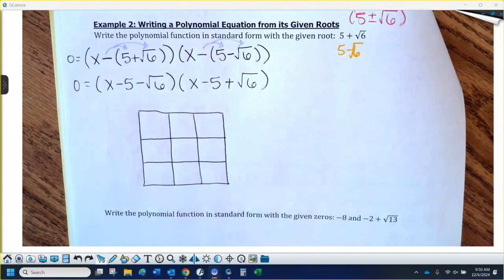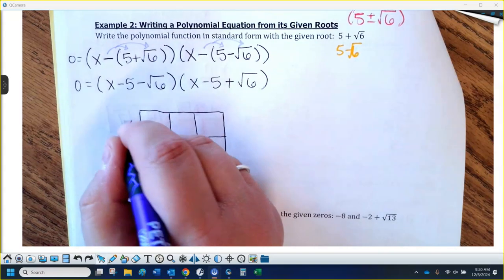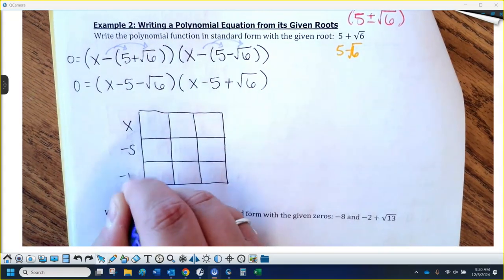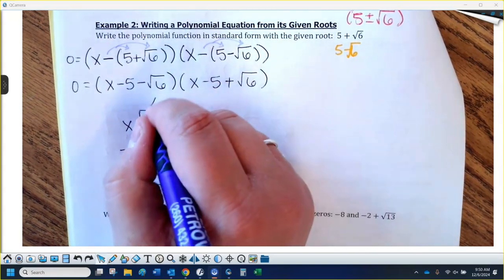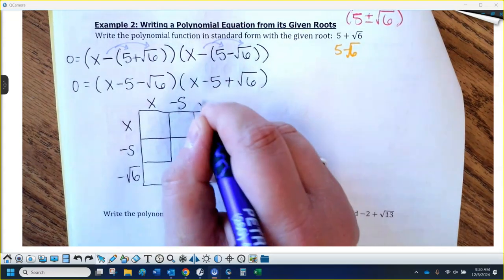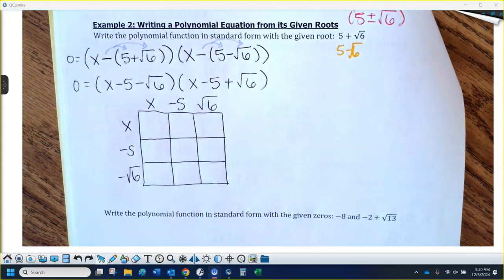I'm going to write down, it doesn't matter which one, I'm just going to write down the x minus 5 minus radical 6 down the side, and I'm going to write the x minus 5 plus radical 6 across the top. All right, now, just like on the front, when I told you to multiply the conjugates together and all the radicals will cancel out, that is true here too. If you multiply these together, all the square roots will cancel out. So I'm going to run through and I'll do the full box and then I'll tell you how I cheat.